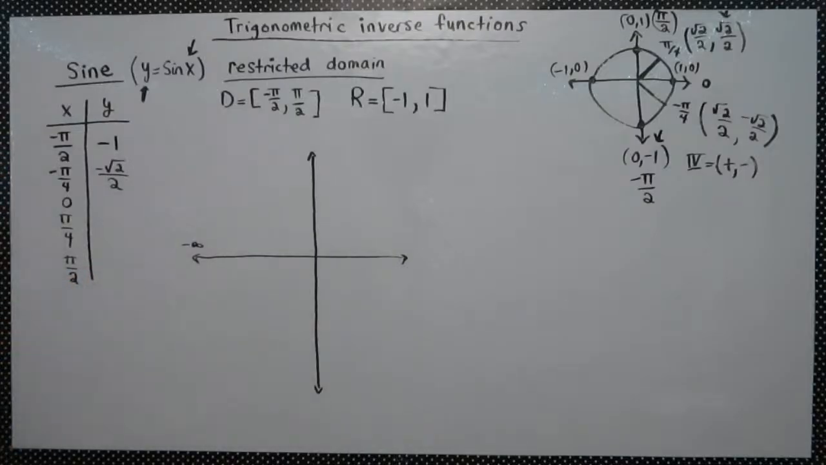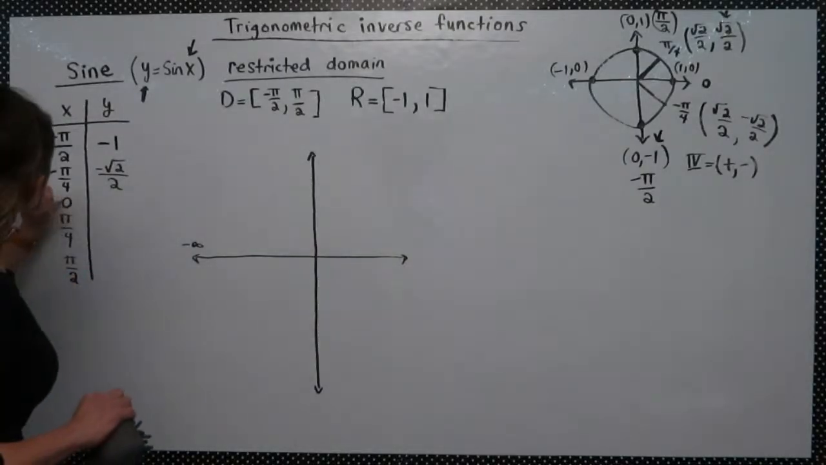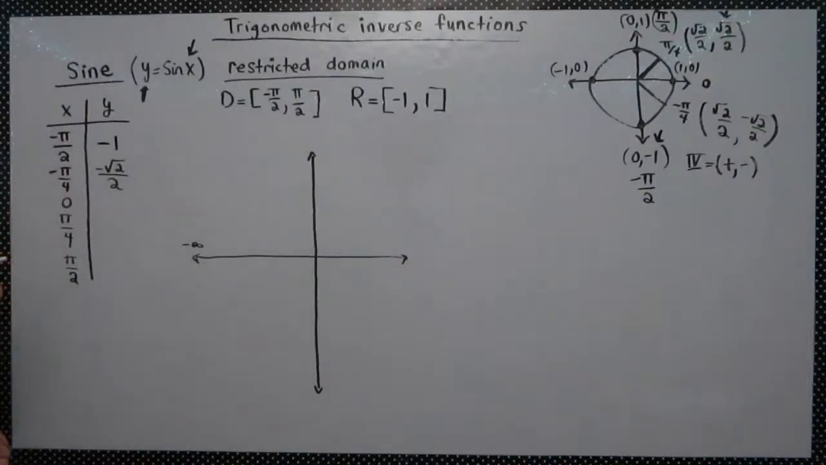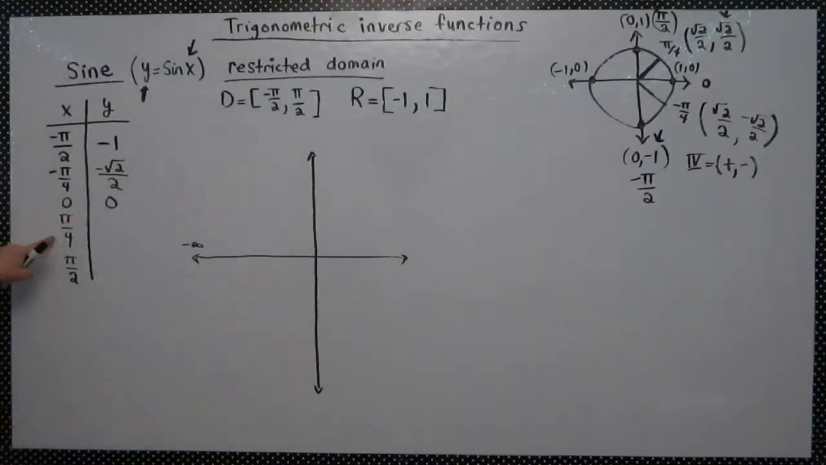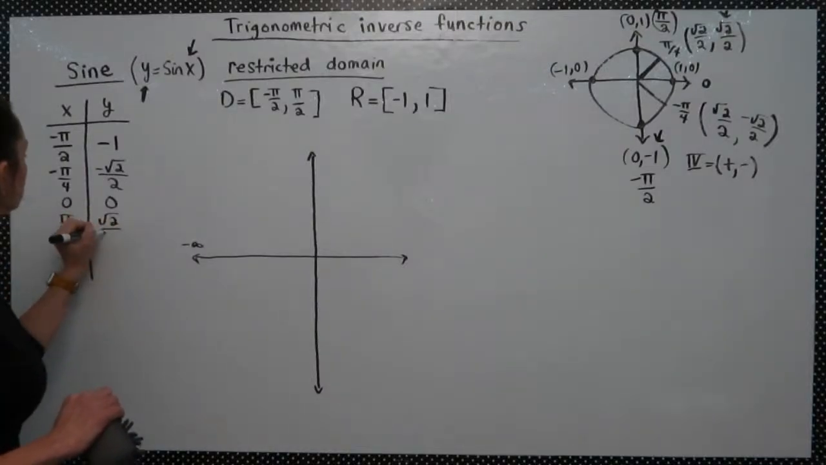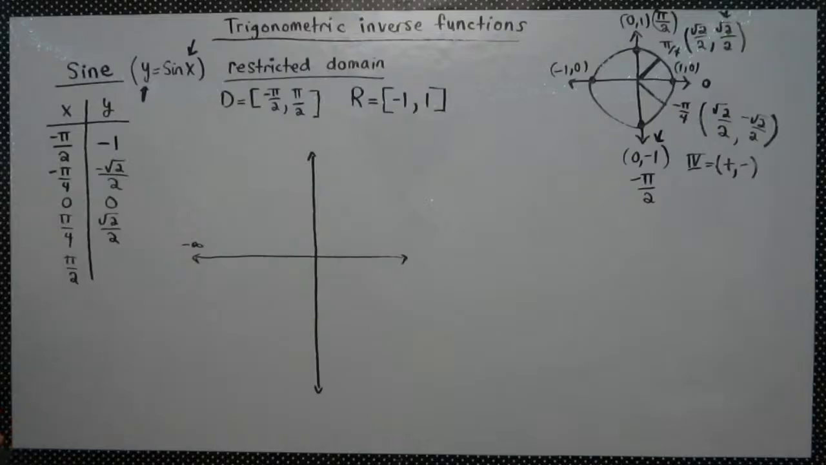Okay. And then looking at 0 degrees, we've got a sine value of 0. And then positive pi over 4, we have radical 2 over 2. And then at pi over 2, it looks like the sine value is back to 1. Okay, good.